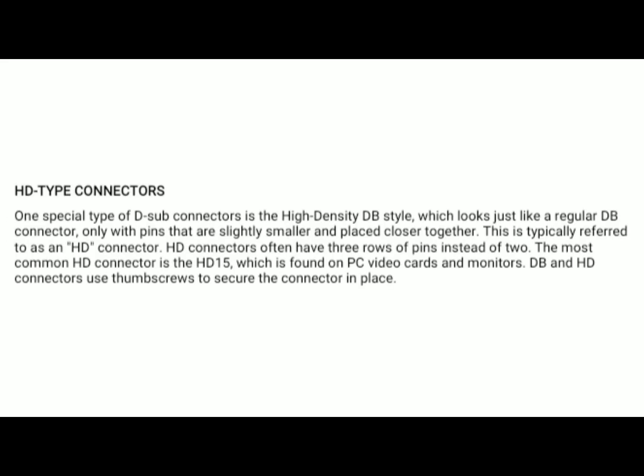HD-type connectors. One special type of D-sub connector is the high-density DB style, which looks just like a regular DB connector, only with pins that are slightly smaller and placed closer together. This is typically referred to as an HD connector. HD connectors often have 3 rows of pins instead of 2. The most common HD connector is the HD15, which is found on PC video cards and monitors. DB and HD connectors use thumbscrews to secure the connector in place.